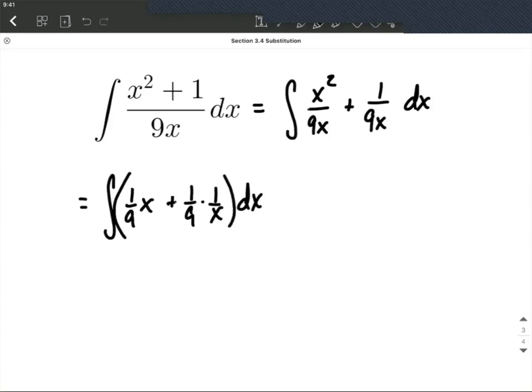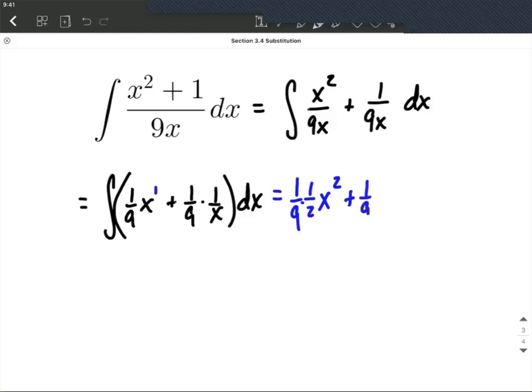Now thinking about how you're going to integrate this, we'll do it one term at a time. So we'll bring along the 1/9. And then the antiderivative of x is going to be x raised to the first power. We're going to use the power rule: increase it by 1, and multiply by 1 over that new exponent.